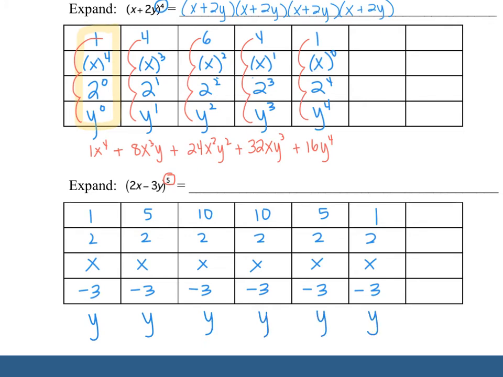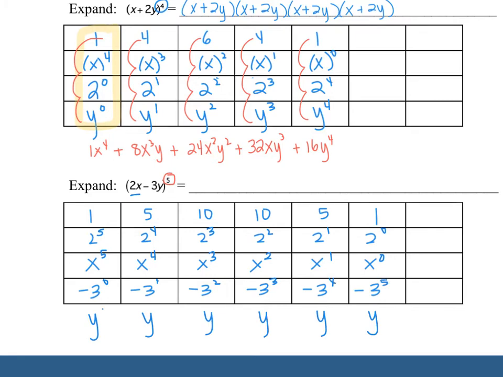Now we attach our powers. On the 2's, I start with a power of 5 because this is a power of 5 problem. And we work our way down. 5, 4, 3, 2, 1, end at 0. With the x's, I also go 5, 4, 3 because it's in front of the subtraction. So 5, 4, 3, 2, 1, 0. For the negative 3's, I go up. So 0, 1, 2, 3, 4, and 5.